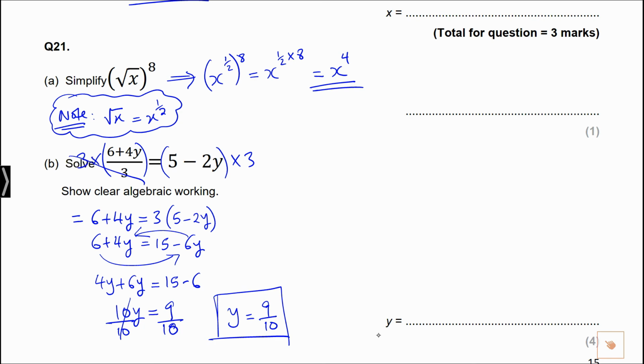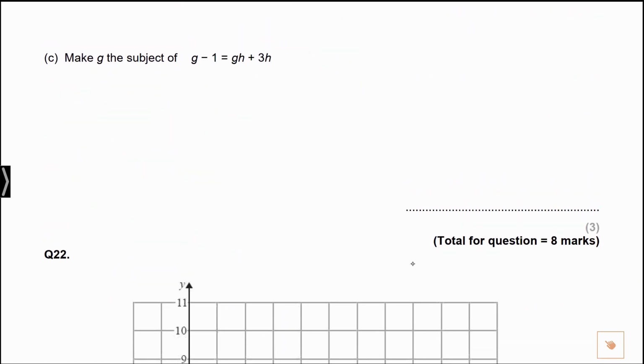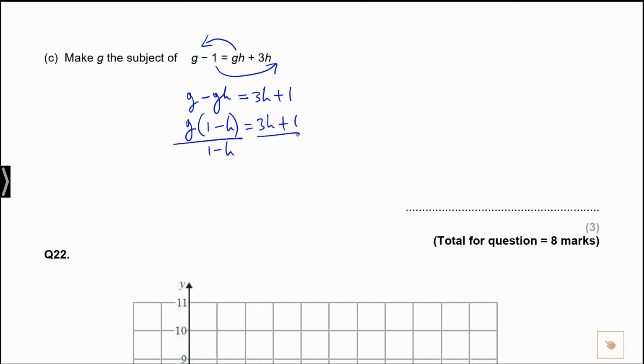All right. And then part C of this question, make G the subject of the formula. Now to make G the subject of the formula, we have to bring this G on this side and take negative 1 on that side. So you'll end up with G minus GH will be equal to 3H plus 1. Factorize G out, G into 1 minus H will be equal to 3H plus 1. Then divide by 1 minus H on both sides. So G will be equal to 3H plus 1 over 1 minus H. And that will be your resulting solution.